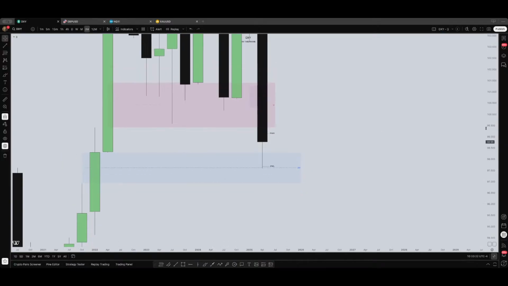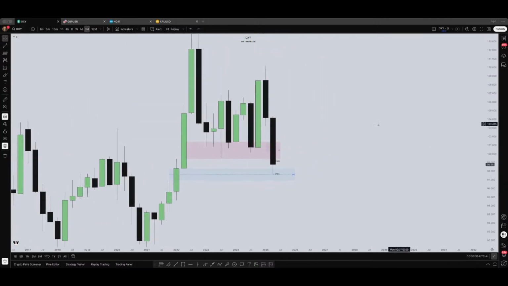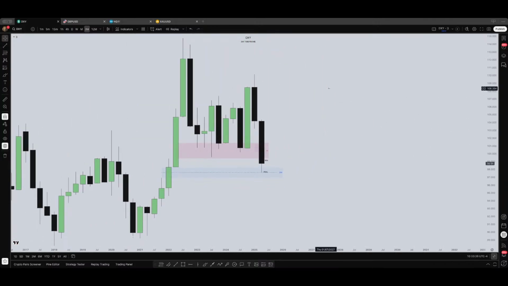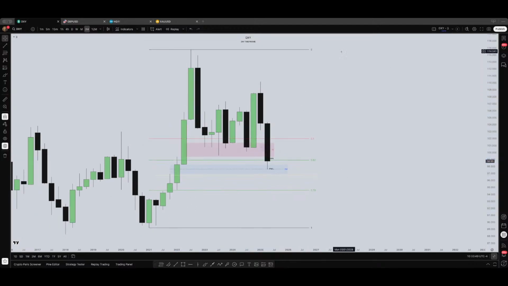So also, we have this huge range. Okay, from this low to this high, with Fibonacci you get the midpoint here, 0.5.